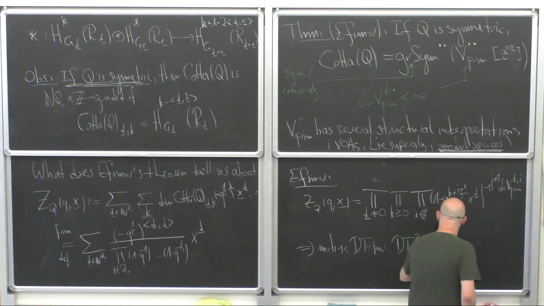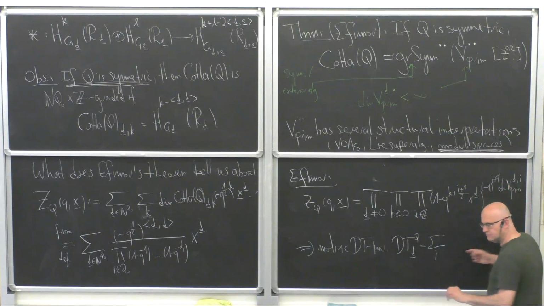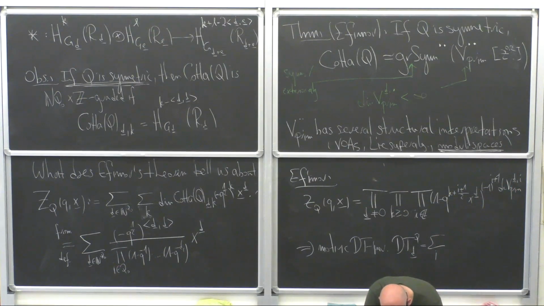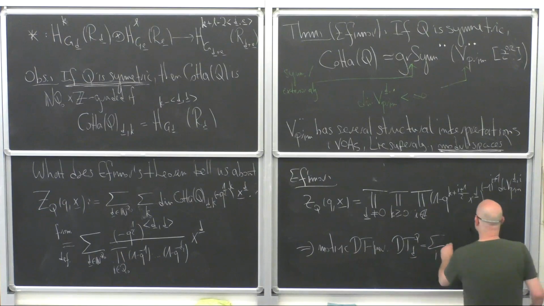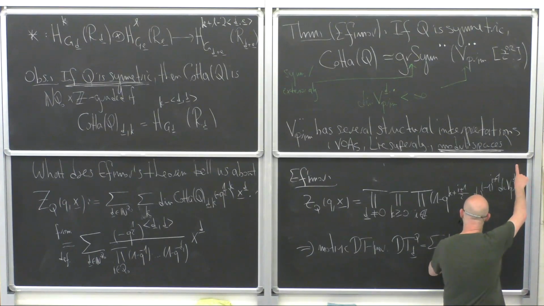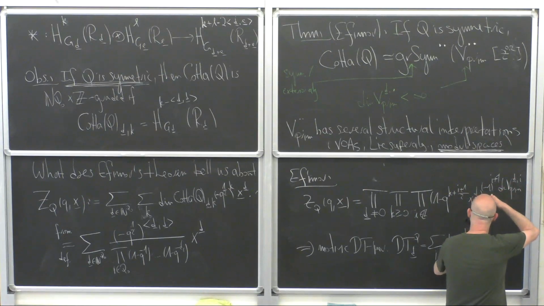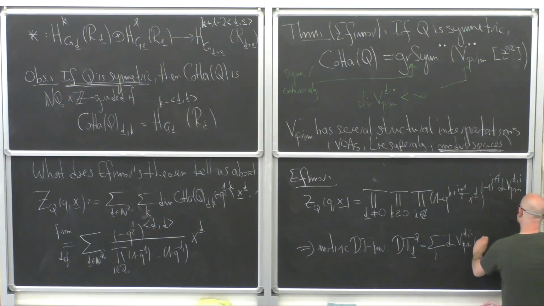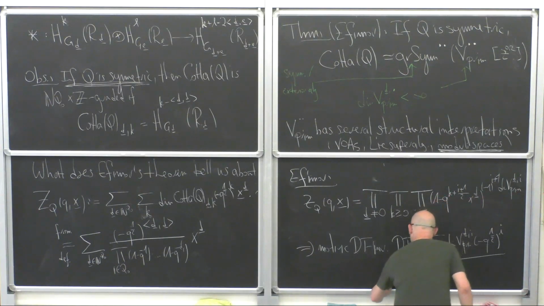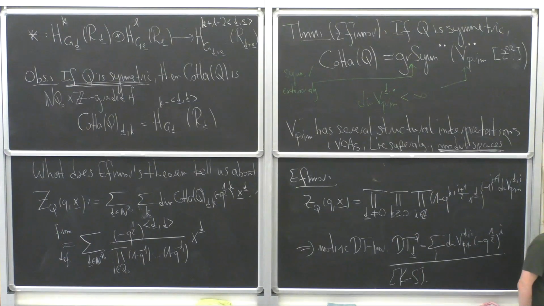This is the sum over all I. We'll have to be careful about one shift. It's the dimension of this V prim D,I, times minus q to the 1/2 to the power I. And this is precisely the definition which Kontsevich and Soibelman gave of these motivic DT invariants.